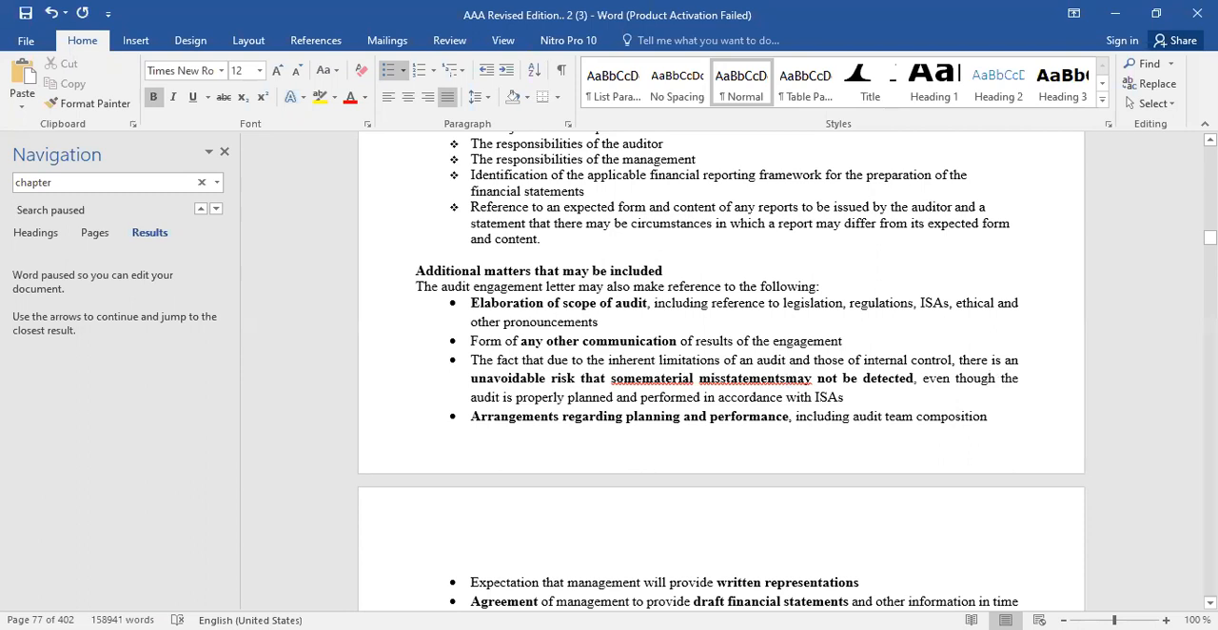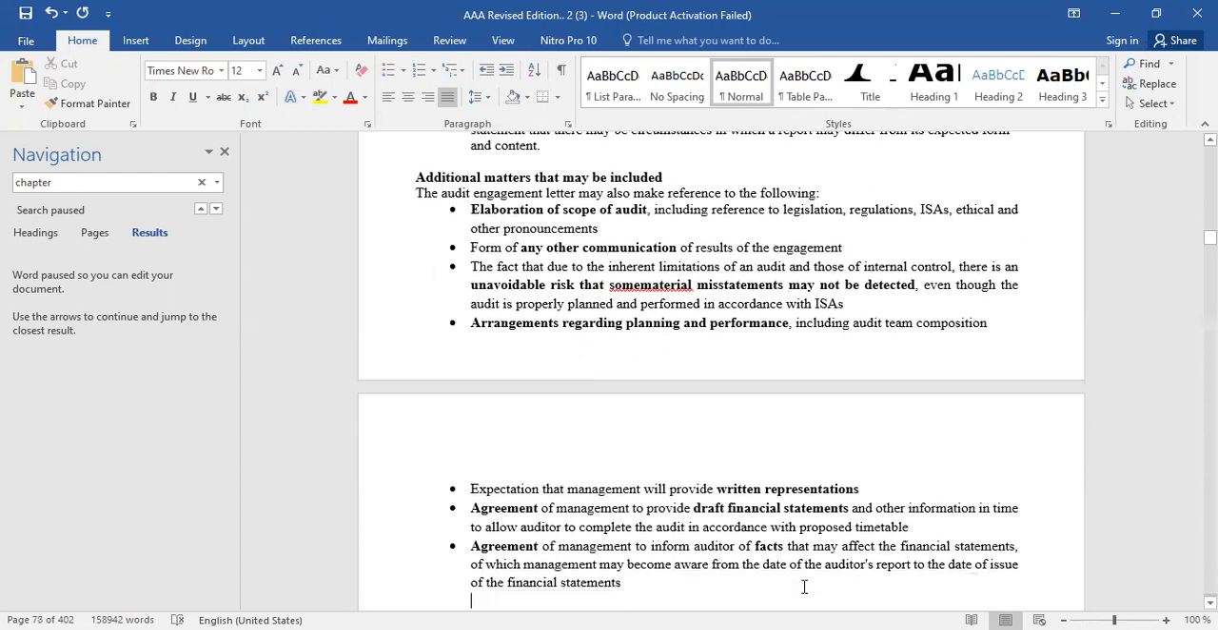What else do you think the engagement letter can refer to? Arrangements regarding the planning and performance. Expectation that management will provide written representation, that is also there. An agreement. Hizi tu ndio walikuwa nataka.